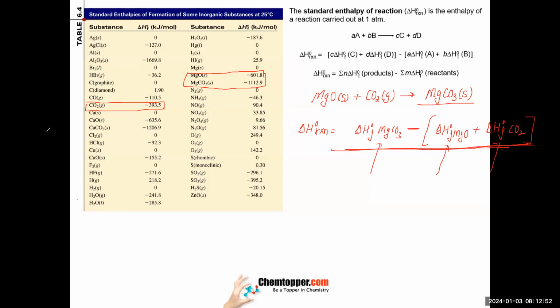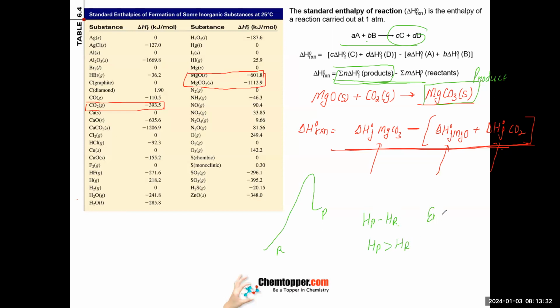This product, Azuni, this is the product. So products, they come first. Yes, that's the equation, always. Here, in this equation, products minus reactant. You remember these energy profiles? This is the energy of the product. This is the reactant. So HP minus HR. Here HP is greater than HR. So this is an endothermic reaction, endothermic.